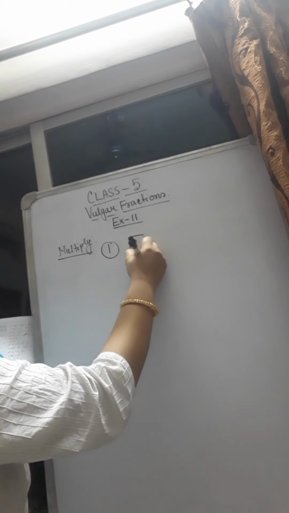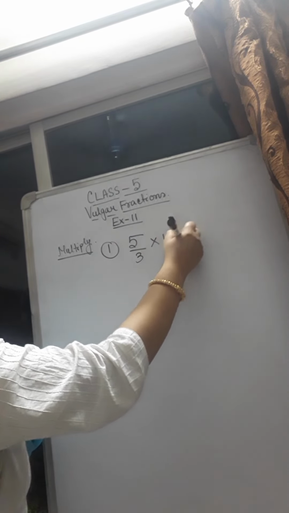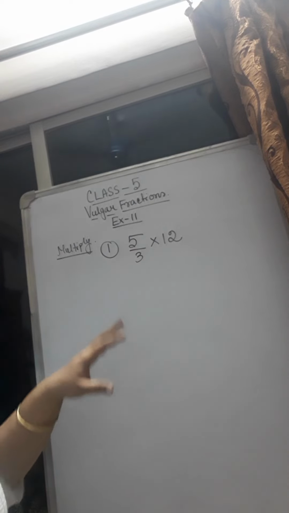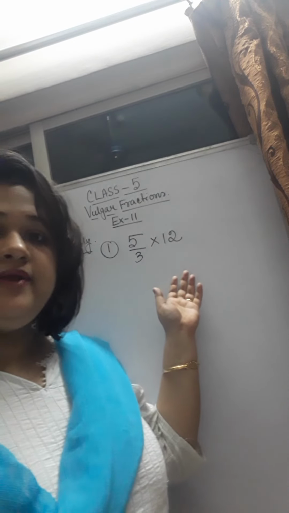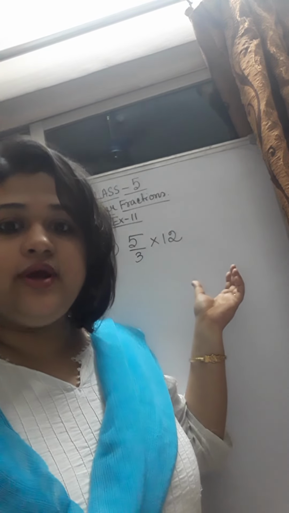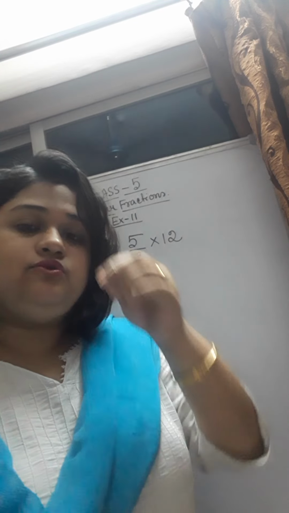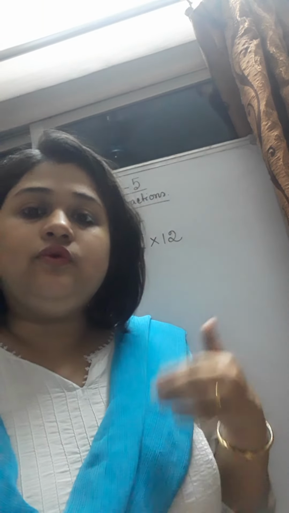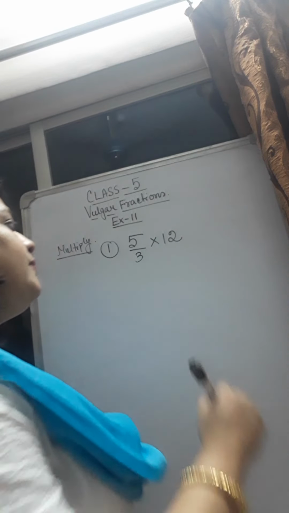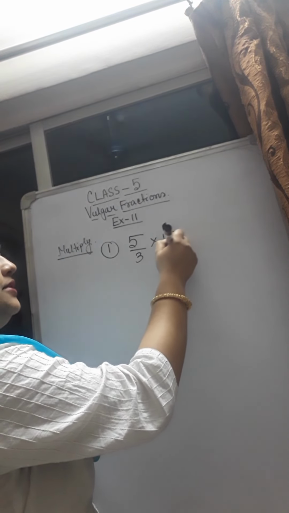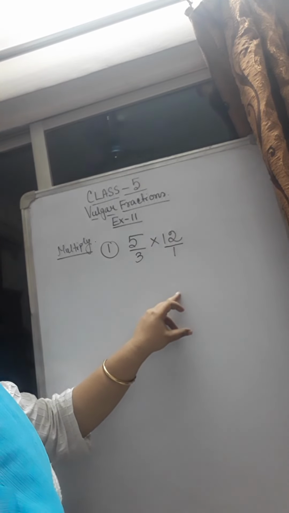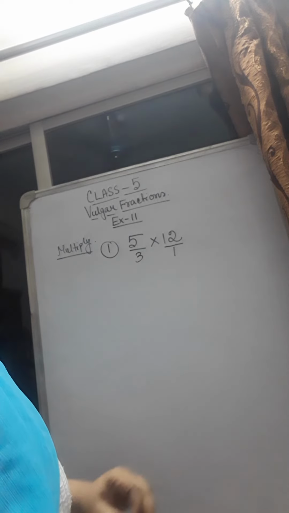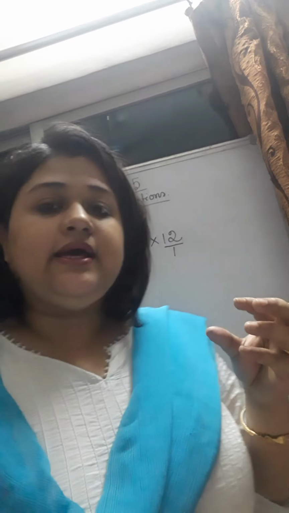5 by 3 into 12. This is very basic. We will do from simpler and we will move to complicated calculation sums. Now 5 by 3 is a fractional number and 12 is a whole number. Now how to make a whole number into a fractional number? Whenever we write the whole number divided by 1, we are basically converting it into a fractional number, but the original number doesn't change because 3 by 1 means 3, 2 by 1 means 2.